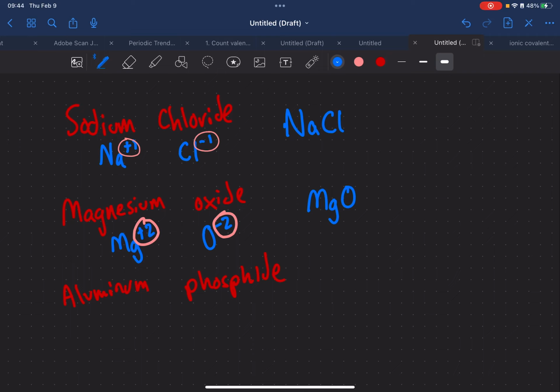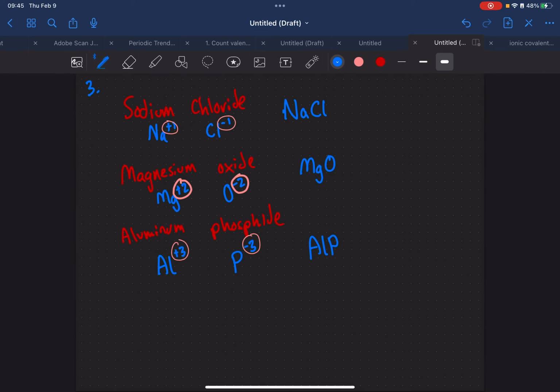Aluminum phosphide. Aluminum is Al, and it has a charge of +3. Phosphide is just a P, and it has a charge of -3. So once again, you can see the pattern. These cancel each other out, and so we only need one of each to make the compound here. So that is box 3, or skill 3.